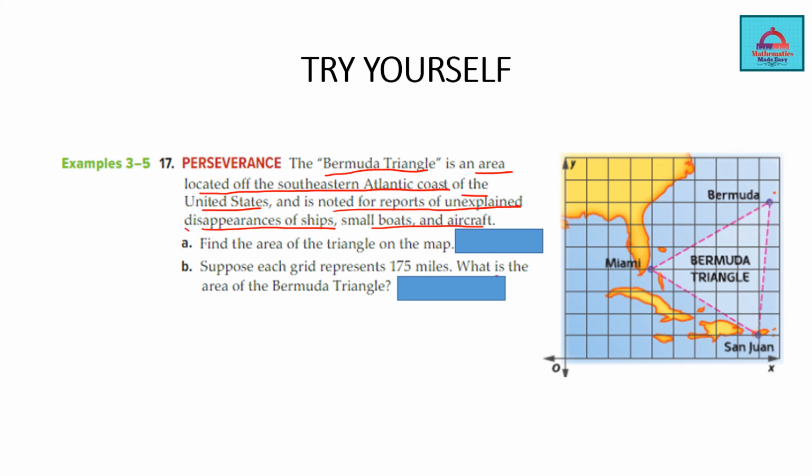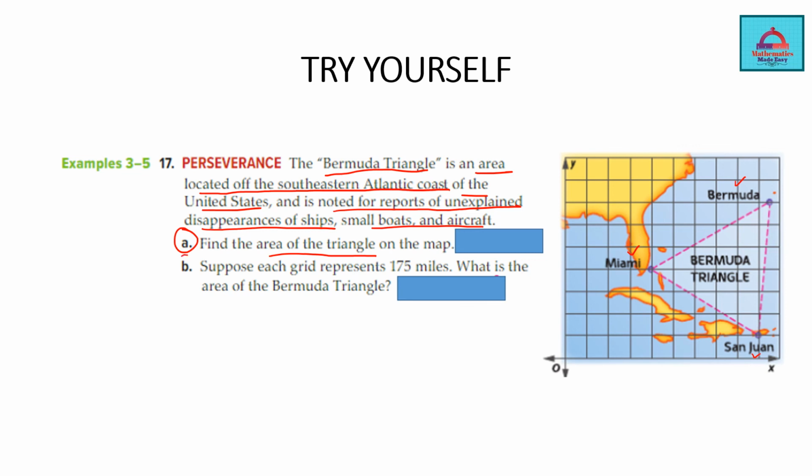So what you need to do for part A, you need to find the area of this triangle that's given on the map. If you see this triangle carefully, it is formed between Miami, Bermuda, and San Juan. So you are given the x coordinate, the y coordinate. So think about what should be the coordinates of these 3 points. Once you know their coordinates, you can always use the formula for area of a triangle using determinants. That way you are going to get your area of the triangle, just like in the last problem.